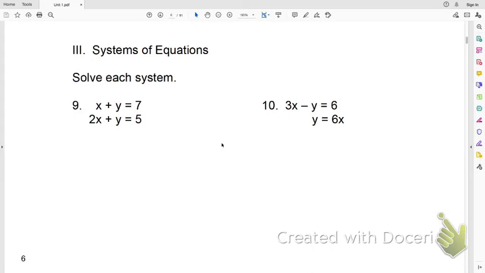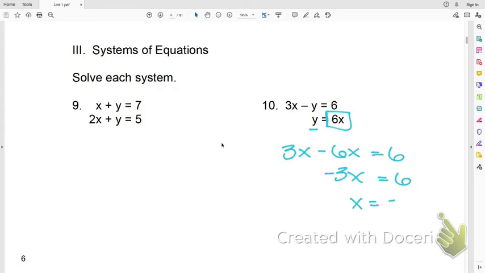So remember, substitution is where, since y is equal to this, anywhere in the other equation I see y, I can take out y and in its place put what it's equal to. So that's going to look like 3x minus, rather than writing y, I'm going to put what's in place of y, 6x. And I'm going to solve for x. Subtracting gives me negative 3x equals 6. Therefore, x is equal to negative 2.